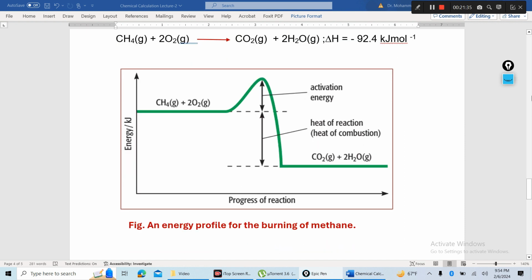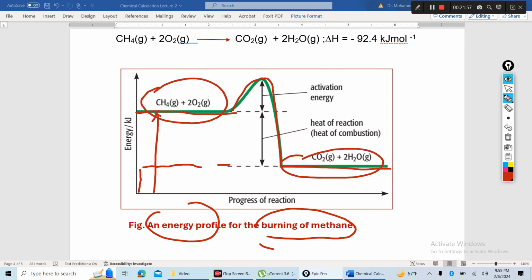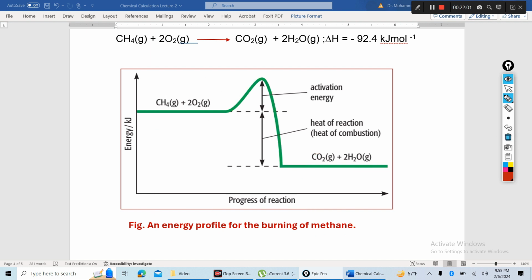This is the energy level diagram for combustion of methane. This diagram is an exothermic reaction because the product has less energy, and this is the reactant. Product has less energy, reactant has more energy. So this reaction is an exothermic reaction.